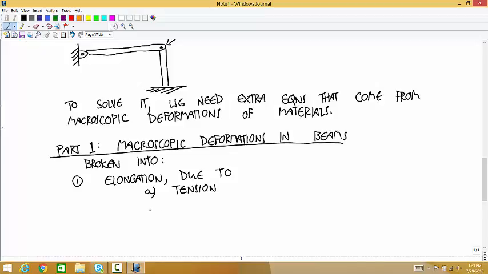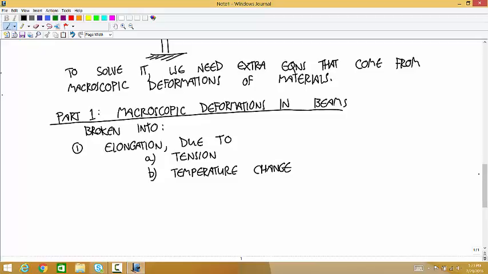And then there's another one that maybe you talked about a little in Physics 1. You can also have elongation or shortening in a beam due to temperature change. So we'll start with that. Then second, we'll talk about angle of twist.